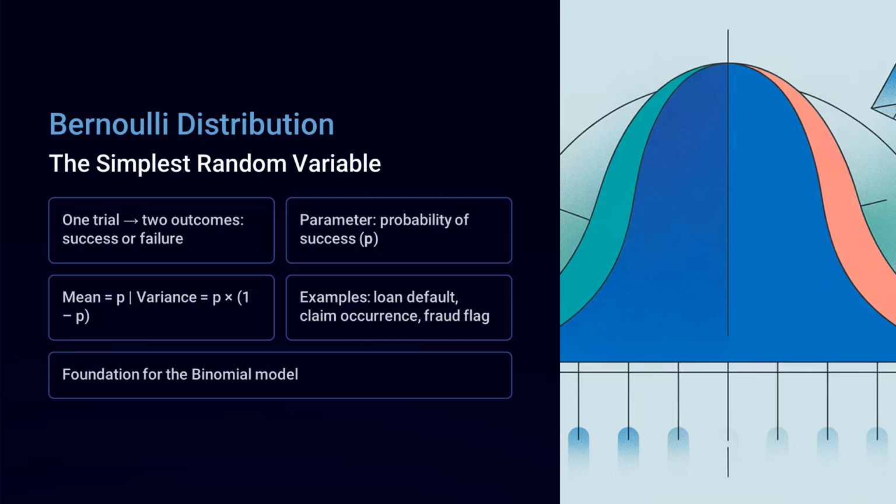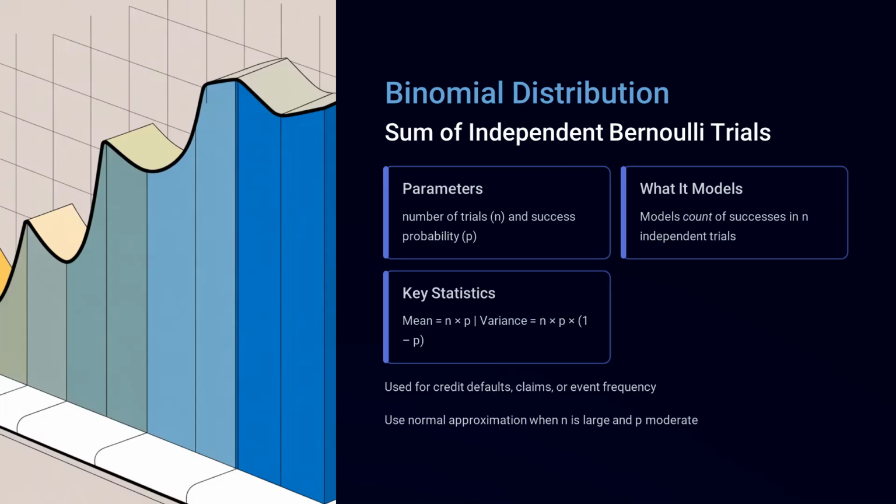In risk management, the Bernoulli model is everywhere. It's used to represent whether a single loan defaults, whether a client churns, or whether a policy claim occurs within a time period. Now, the binomial distribution simply extends this idea. Instead of one trial, you have n independent Bernoulli trials, each with the same probability of success. So if you're modeling, say, the number of defaults in a portfolio of 100 loans, each loan being a Bernoulli event, the total number of defaults follows a binomial distribution. Its mean is n times p, and its variance is n times p times 1 minus p.